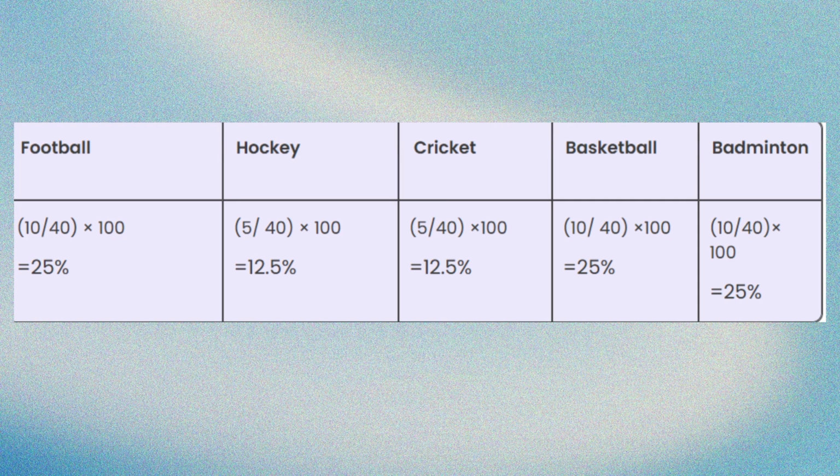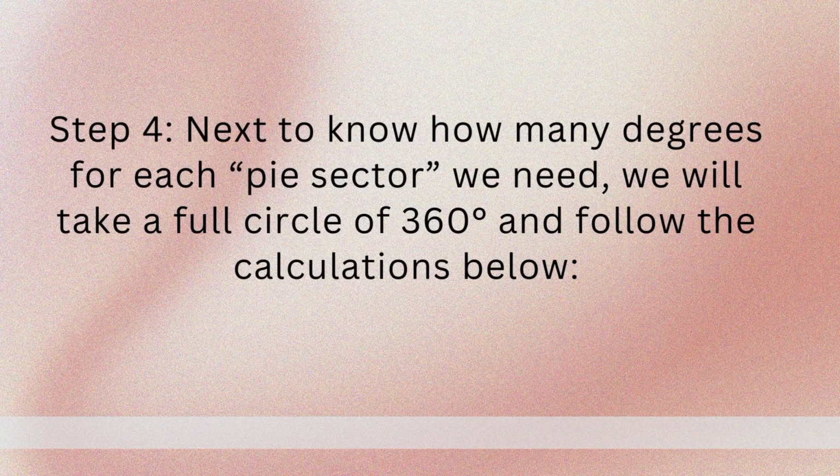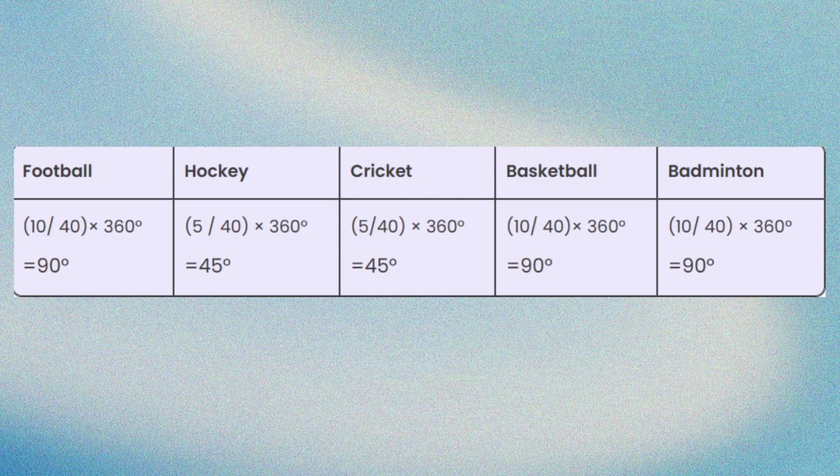Step 4: next, to know how many, then show the image: football, hockey, cricket, basketball, badminton. As you know, these are the favorite sports of the students. The value divided by the total, multiplied by 100, gives the percentage. We get the percentage; this is the formula: the value divided by the total values, multiplied by 100. Then this is the answer.